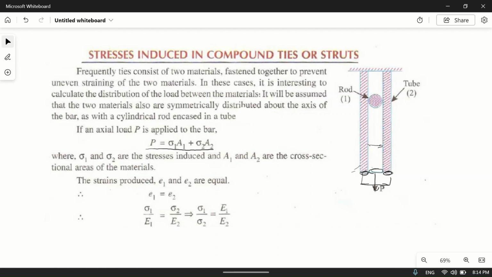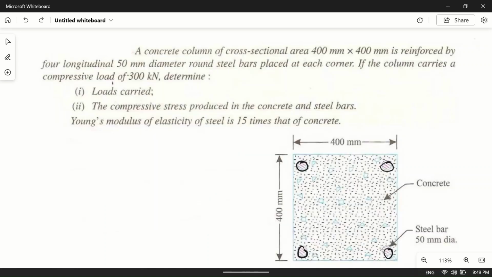So what is the formula for strain? Strain is equal to stress upon E. So we will have sigma 1 upon E1 is equal to sigma 2 upon E2, or sigma 1 upon sigma 2 is equal to E1 upon E2. That is, the ratio of the stresses is equal to the ratio of their moduli of elasticity. Now we will try to solve this problem.